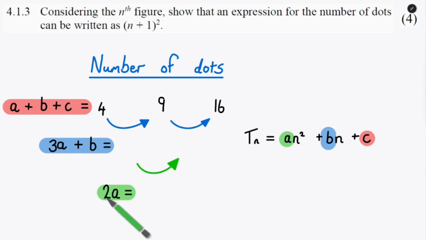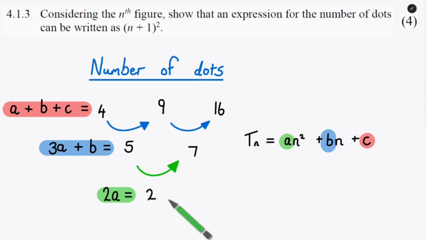So at the bottom here, you have 2a equals something. 3a plus b equals the middle one, and a plus b plus c equals the top one. You use this one to get a, you use this one to get b, and you use this one to get c, and then finally you put them in here. So after this whole process, we should get this. So let's start off the process. To get from 4 to 9, I've got to add 5. And then to get from 9 to 16, I've got to add 7. And then to get from 5 to 7, I've got to add 2.